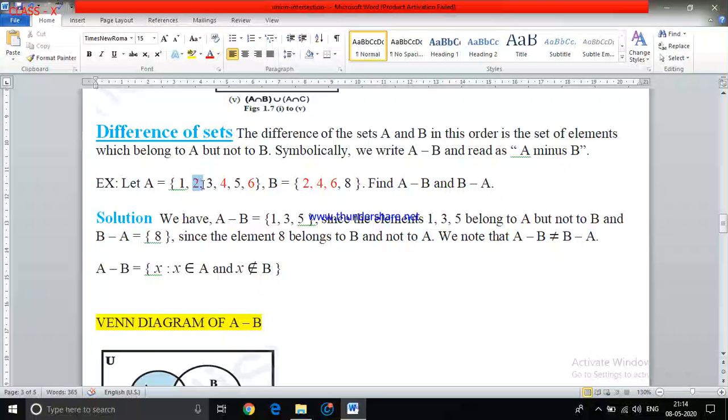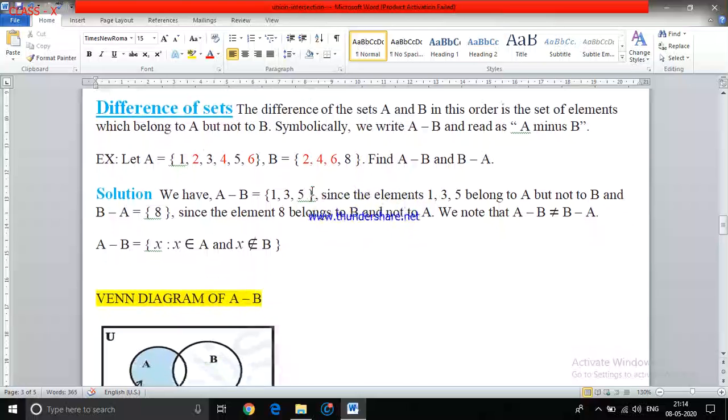Next I'll go for the number 2. Now I have to check, is 2 an element of B? Yes. B also has an element 2, and A also has an element 2. So A minus B cannot have number 2. That's why I have not written number 2 here. Okay. Next, see the number 3. Number 3 is there in A. Now check, is 3 there in B? No. So A minus B will have 3 also. What about 4? 4 is in A as well as 4 is in B also. So I cannot take 4 in A minus B. So I skip it.